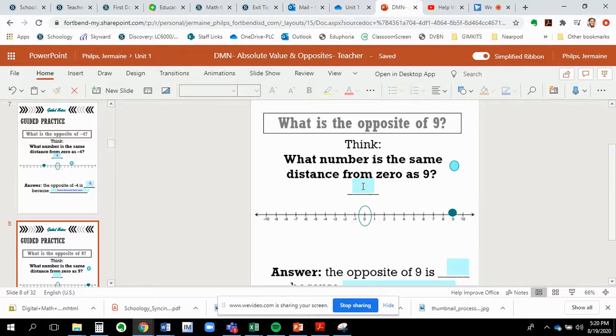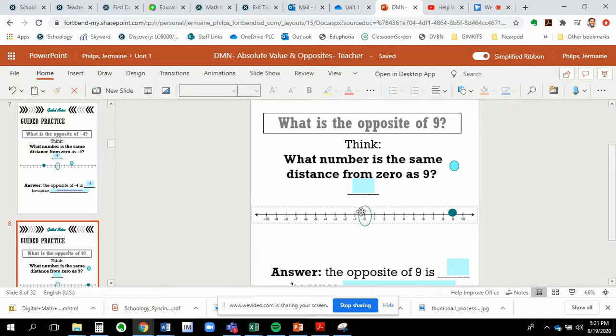So when we look, we see that 9 is 1, 2, 3, 4, 5, 6, 7, 8, 9 spaces away from 0. If I want the opposite of 9, I need something that's going to be 9 spaces away from 0 as well. 1 is only 1 space away from 0. 2 is 2 spaces away, 3, 4, and then it's 10 spaces away. It's too big. Anything smaller than 9 that's positive is not far enough away, but anything bigger than 9 is too far away. So let's go to our negatives.